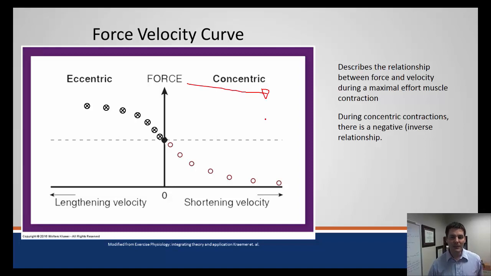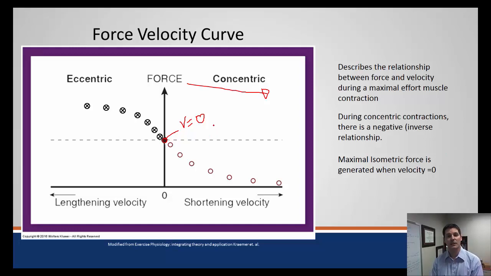As we continue up, there becomes a point at which you can hold the weight without it moving in a maximal contraction, and that point here is where velocity equals 0, so V equals 0. We can better define this as maximal isometric force. This is the maximum amount of force a muscle can hold in an isometric contraction, in other words, where there is no change in length. It doesn't shorten and it doesn't get longer. Instead, it maintains the exact length.